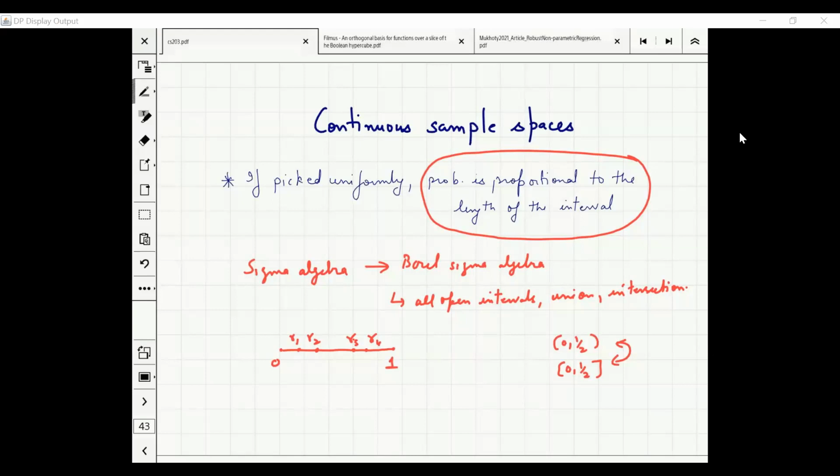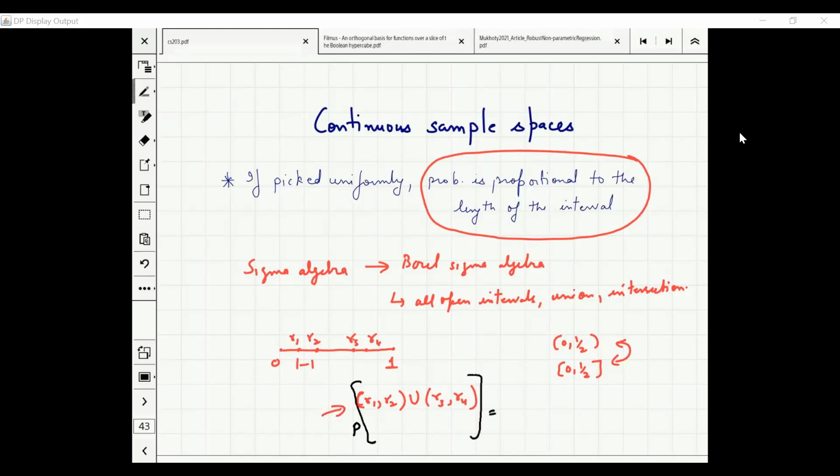What we would be interested in is these probabilities. Let's say, what do you think? Will this be part of the Borel sigma algebra: R1, R2 union R3, R4, where R1 is less than R2 is less than R3 is less than R4? Yes, very good. It will definitely be part of the sigma algebra. What will be the probability of this?